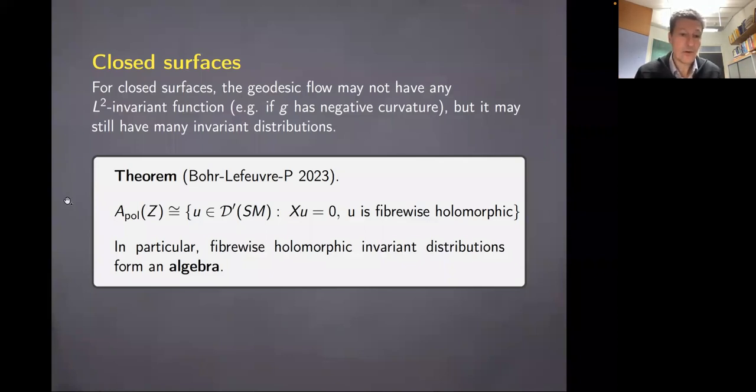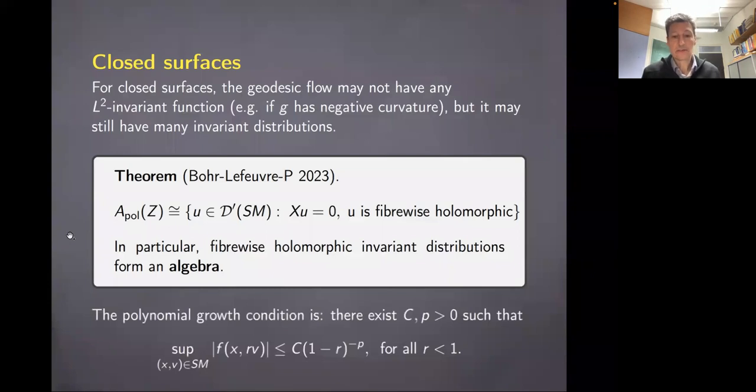And the polynomial blow-up is very easy to describe. You just say, well, I want my functions f to satisfy this sort of property. In the interior of twistor space, you can take rv with r less than 1, and as you let r go to 1, you want it to have some kind of polynomial blow-up for some constant C and p.